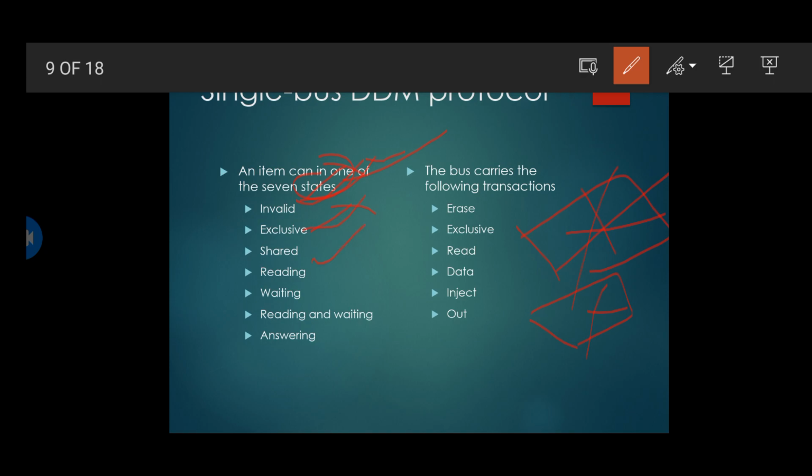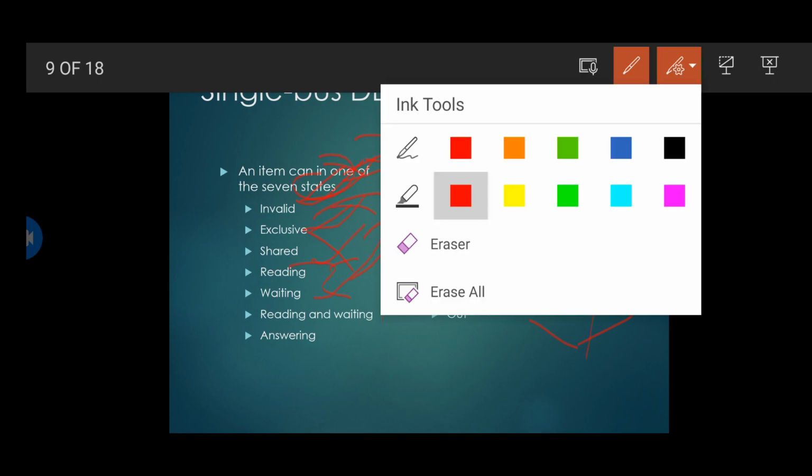Next, it will be a shared item. Next, it will be reading. Next, it will be waiting. Next, it will be reading and waiting, where the two operations are performed at a time: reading and waiting. At last, it would be answering, in the sense of giving an output needed by a certain kind of bus.